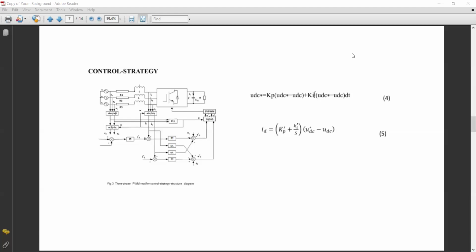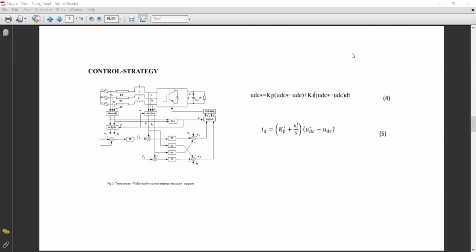Hence, this closed loop control system enables the control system to interact with the DC side voltage fluctuations and regulate them according to the reference voltage VDC. Hence, the current controller can be derived in equation 5, that is ID. And coming to the control strategy, figure 3 illustrates a complete system diagram of the three-phase PWM rectifier.